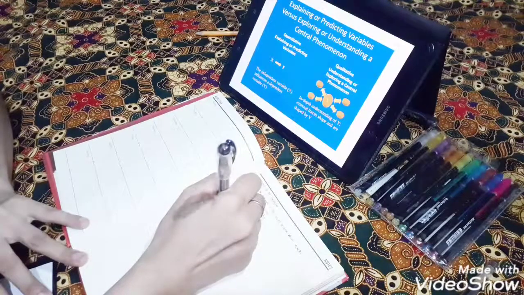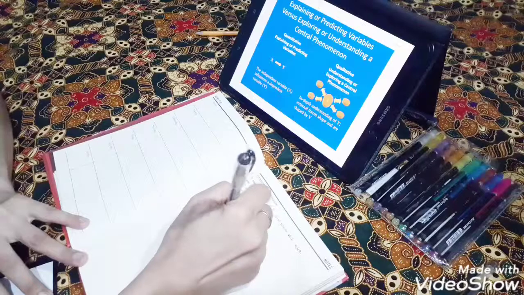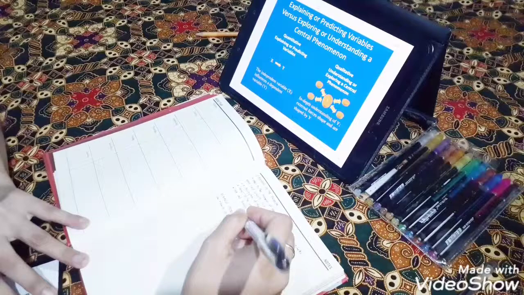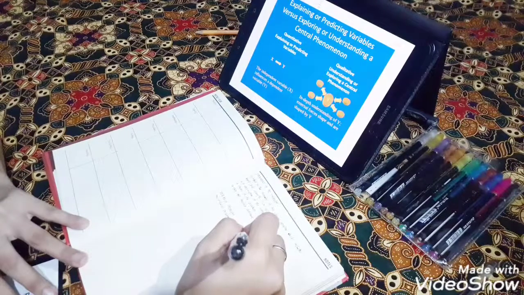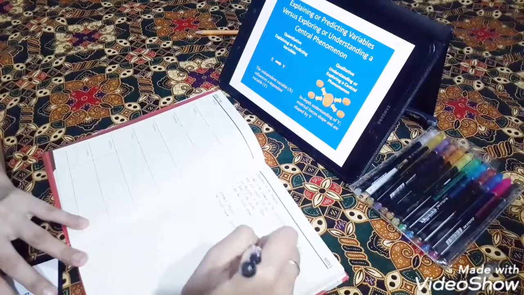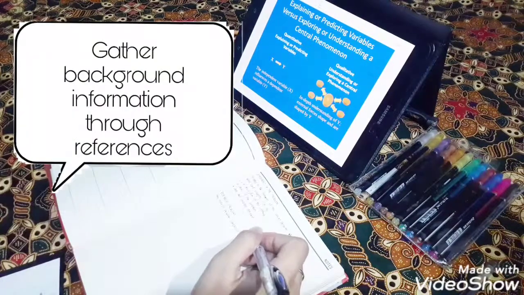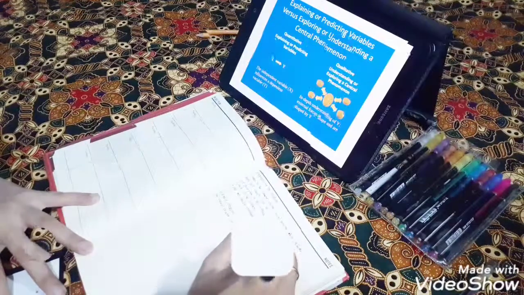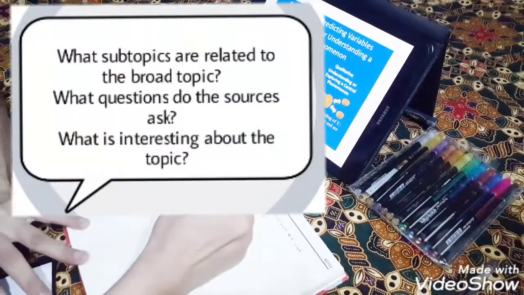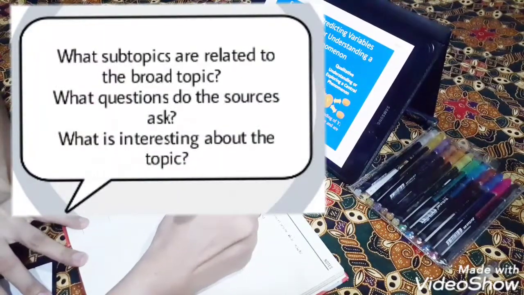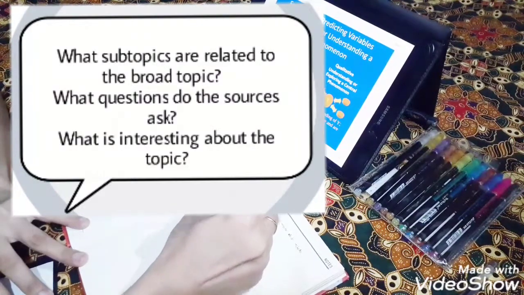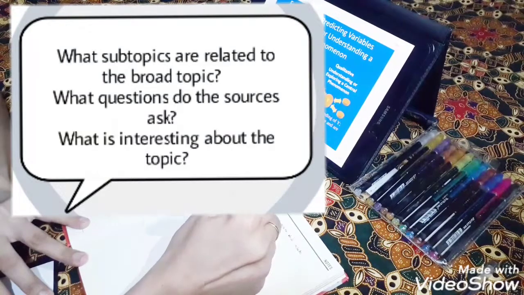How can you narrow that topic and develop research questions out of that particular topic? You might not know right away what your research question is, so you have to narrow it by exploring possible questions. First, you have to gather background information through references, and second is to consider who your audience is. Then you have to ask questions such as what subtopics are related to the broad topic, what questions do the sources ask, what is interesting about the topic I would like to pursue.